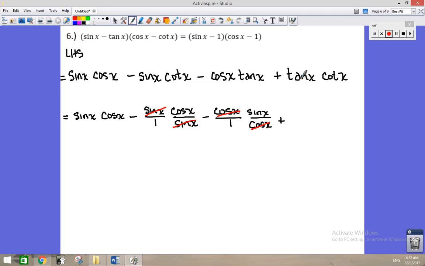We can replace it with sine over cosine, or we can simply say, well, I know that since they're reciprocals, the tangent of x is the same thing as 1 over the cotangent. So there's multiple ways that you could illustrate that this last term, that product, is equal to 1. Alright, so we have this first term, sine of x times the cosine of x, minus the cosine of x minus the sine of x plus 1.